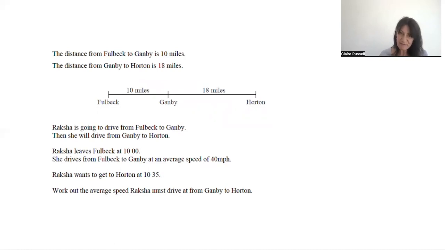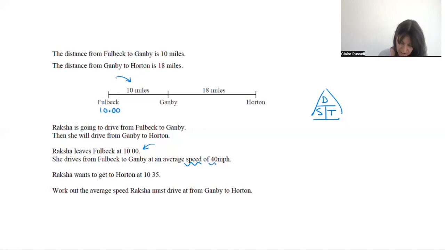Okay, so we've got some information about a journey. The key words here are obviously speed. We've got time given to us. We've got distance given to us. So this is a speed, distance, time question. So the first thing that I would encourage is that you get that formula triangle down because it's most likely going to be needed. So we're being told that she is going to drive from Fulbrook to Ganby and then on to Horton. She's leaving at 10. Now I would put that on the diagram.